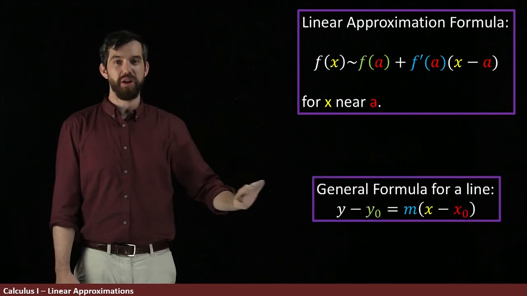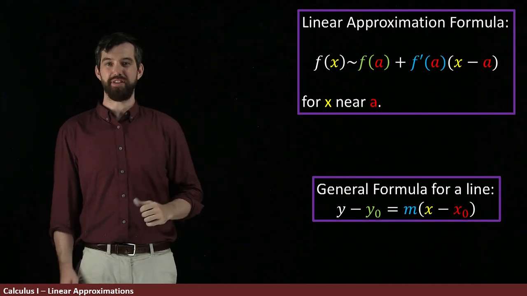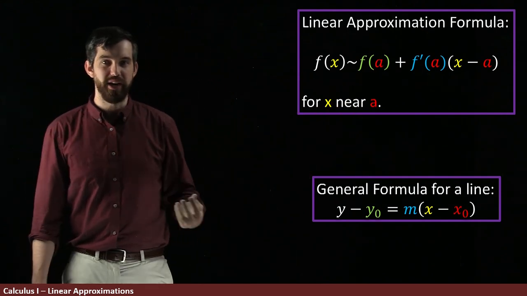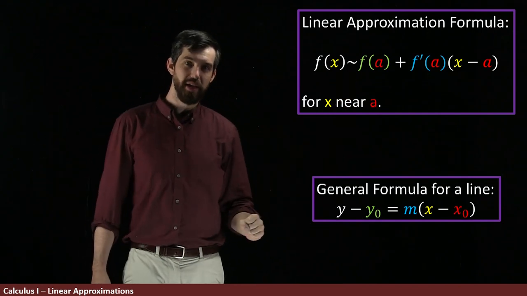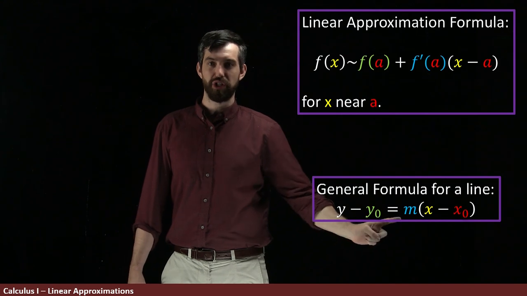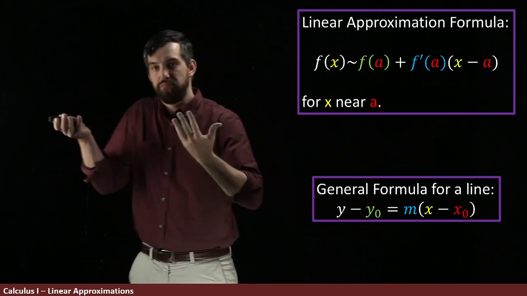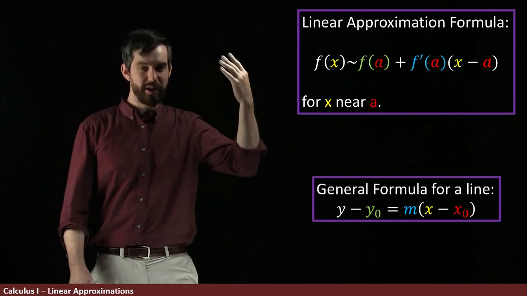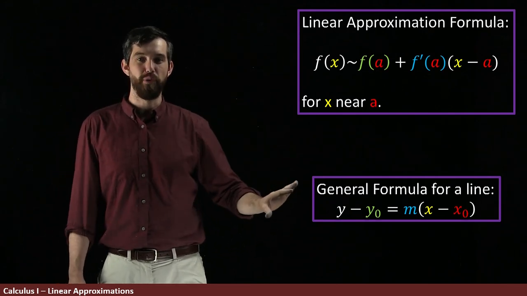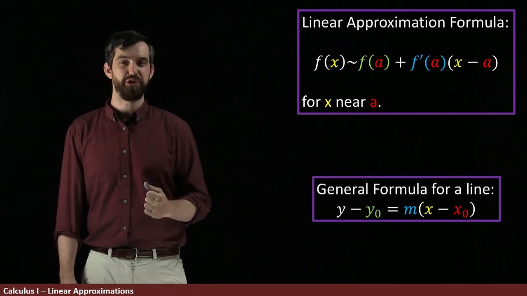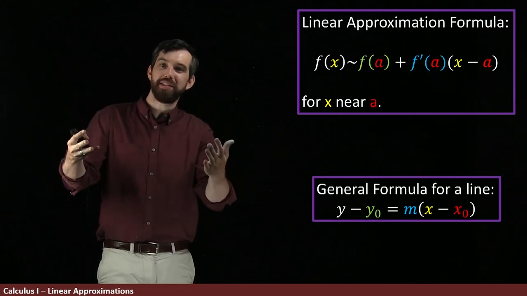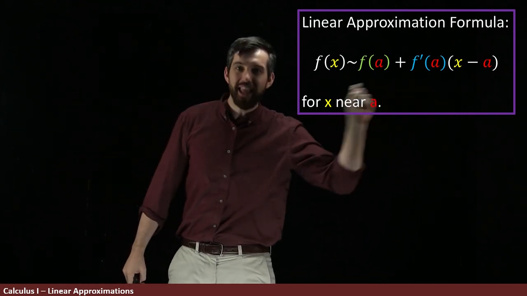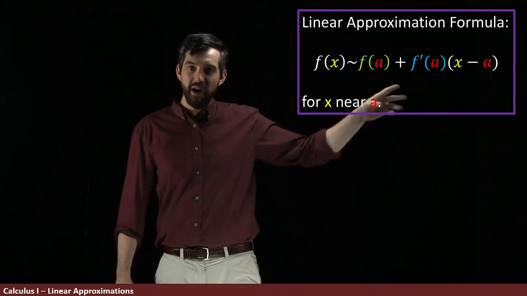Indeed, this formula and the formula that we had for a line are really the same thing. I just have to match them up. Y is equal to f of x, that's my formula. Then a is some particular point that I'm doing it at, and f of a is whatever the height is, so that's the y naught. And then f prime of a, that's our derivative, so that's our slope m. And x minus a, x minus x naught, is just different terminology for the same thing. I typically like to use this terminology when I'm talking about linear approximations. I've got my function, I've got my derivative, but I do remember the general formula for a line: y minus y naught is m times x minus x naught. Either way, it's the same idea. It's approximating by a line, and this linear approximation formula is just the equation of the tangent line at the point a, but evaluated at the point x.